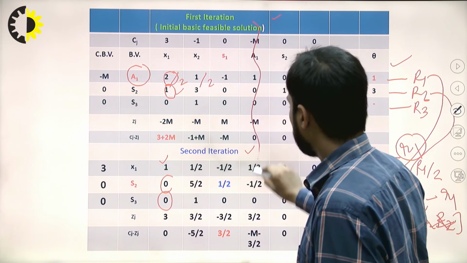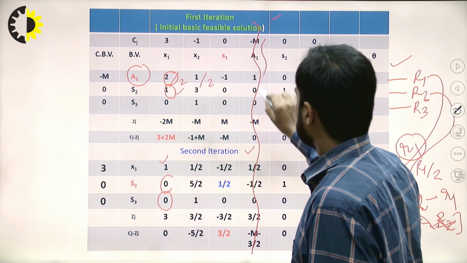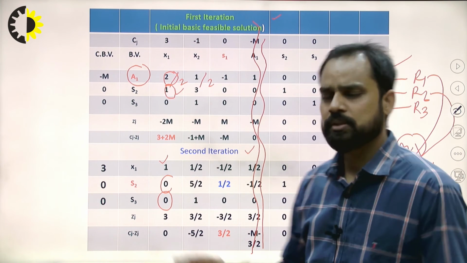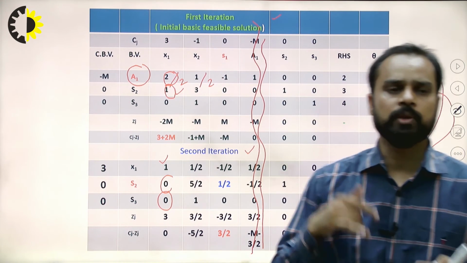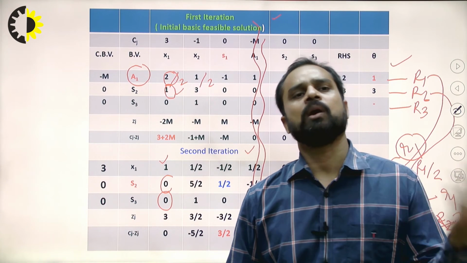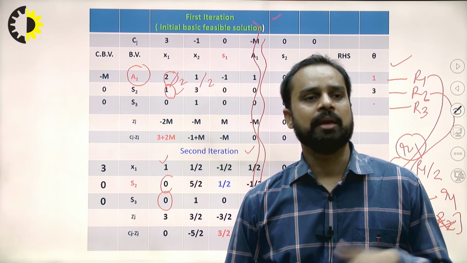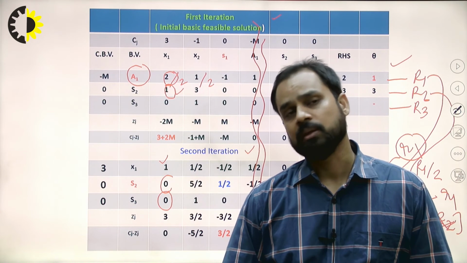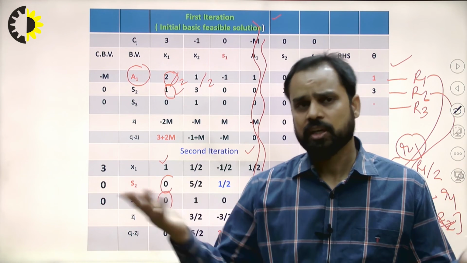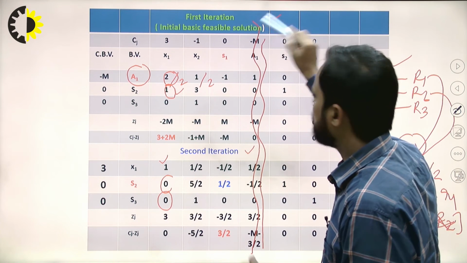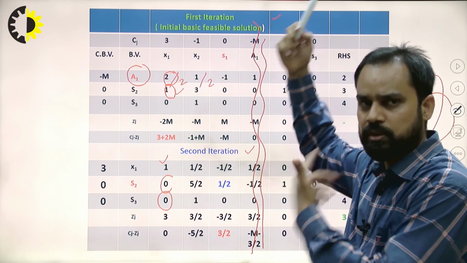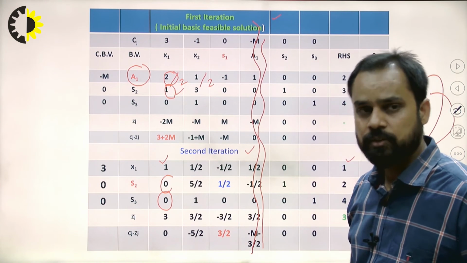So you can cut this column. No need to solve for this column in further steps, because that column will never be part of the solution. Because the artificial variable will never enter the basic variable table again. So we can eliminate this column. No need to solve it further. So always keep this in mind.